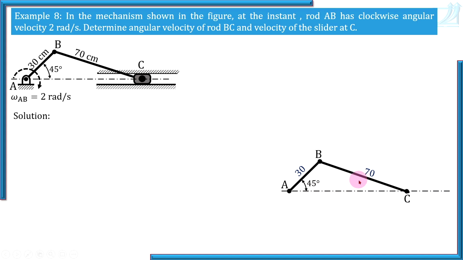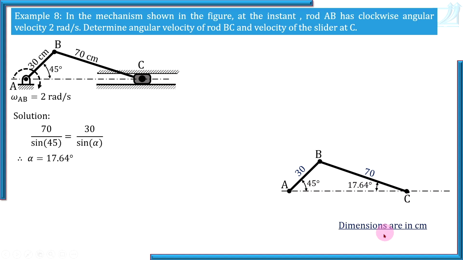So which triangle has this particular angle? So triangle ABC. So use sine rule as usual. Nothing new you will find now in this problem. And you have found out alpha. Insert that angle alpha, that is angle of rod BC with horizontal. Now insert or show in the diagram velocity vectors including angular velocity. Clockwise angular velocity 2 radians per second, that is given angular velocity of rod AB.